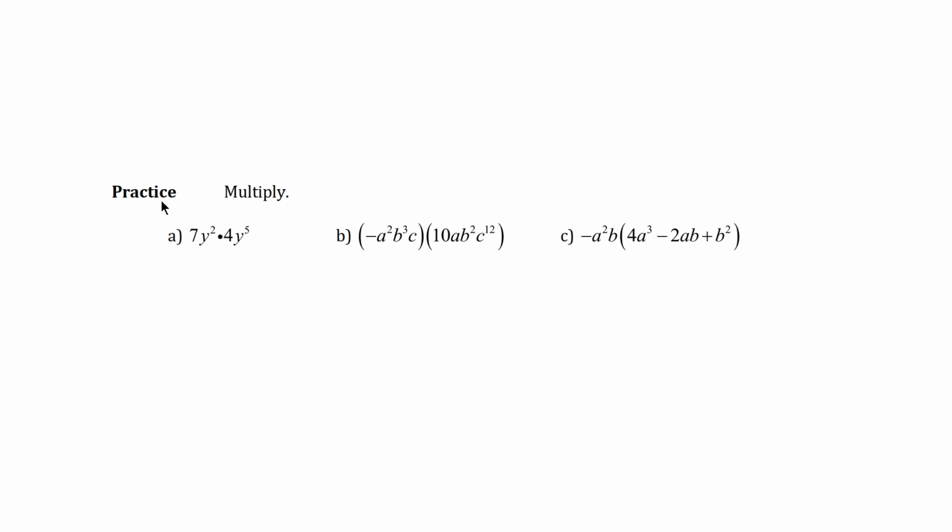Next, we have a practice problem for you to try. Multiply. For part A, we have 7y squared times 4y to the 5th power. For part B, we have parentheses negative a squared b cubed c, close parentheses, times parentheses 10ab squared c to the 12th power, close parentheses. For part C, we have negative a squared b times parentheses 4a cubed minus 2ab plus b squared, close parentheses. Alright, so go ahead and pause the video, try this problem out, and then check back with the video to see the solutions.